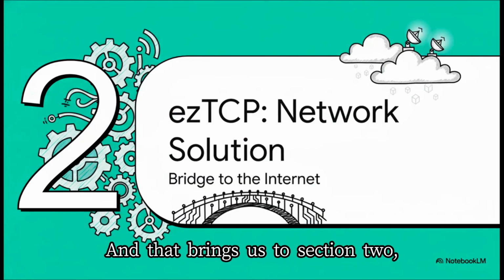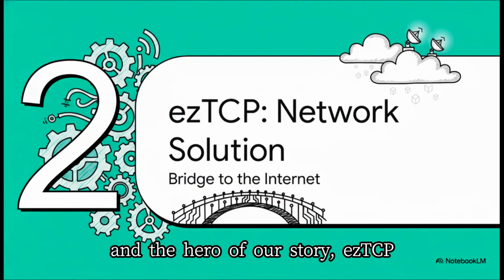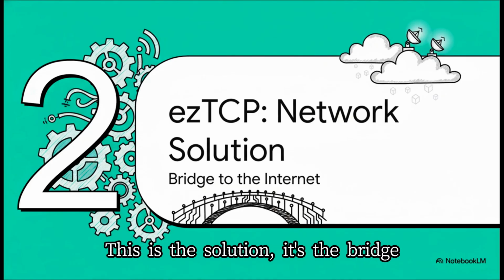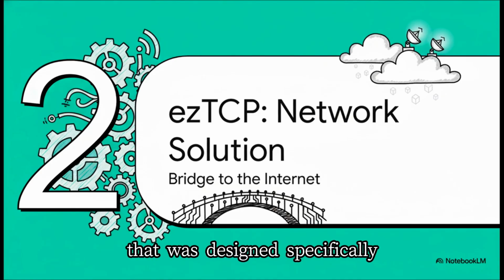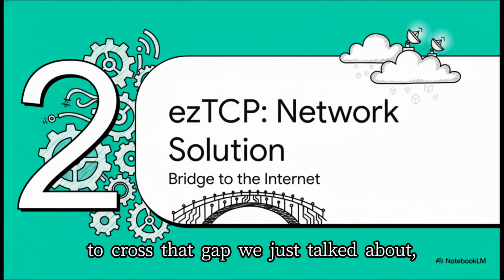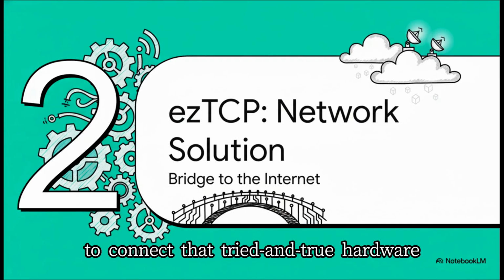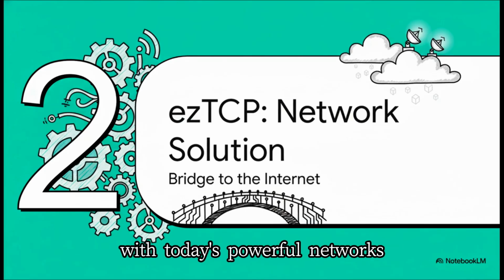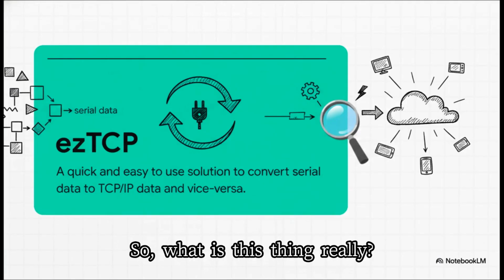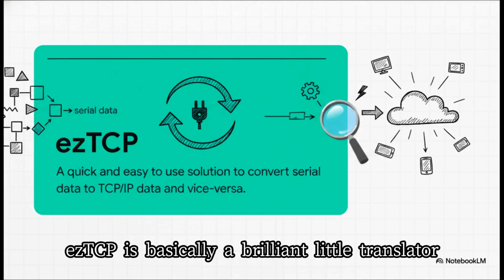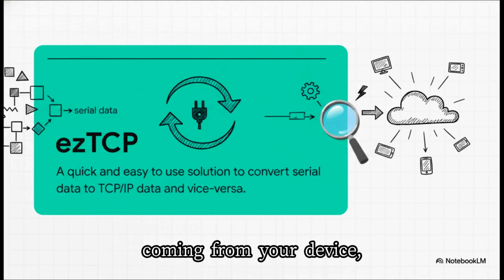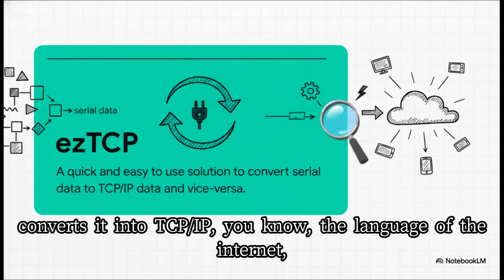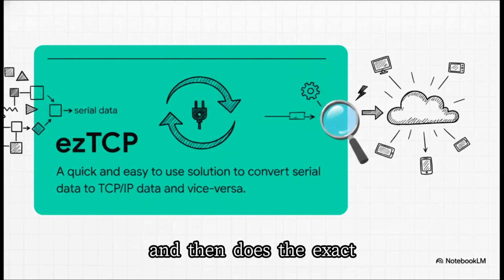And that brings us to Section 2, and the hero of our story, ezTCP. This is the solution. It's the bridge that was designed specifically to cross that gap we just talked about, to connect that tried and true hardware with today's powerful networks. So what is this thing really? Well, at its core, ezTCP is basically a brilliant little translator. It listens to the serial data coming from your device, converts it into TCP/IP, the language of the internet, and then does the exact same thing in reverse. It's like the perfect universal translator for your hardware.